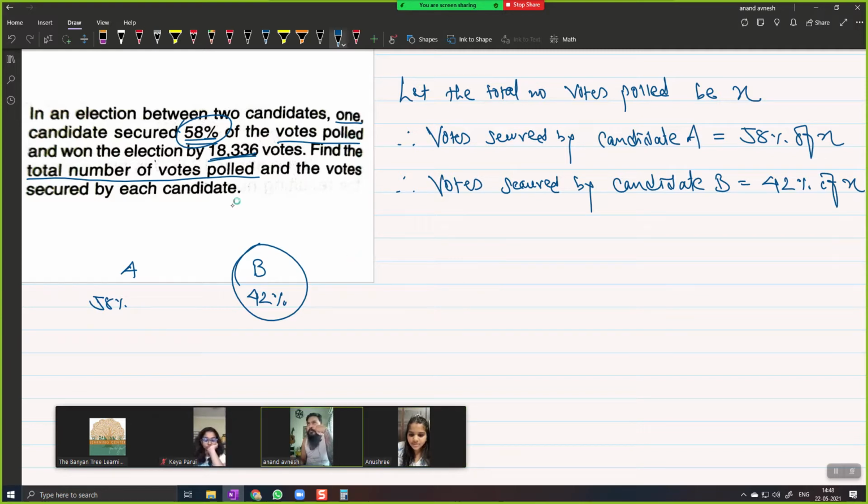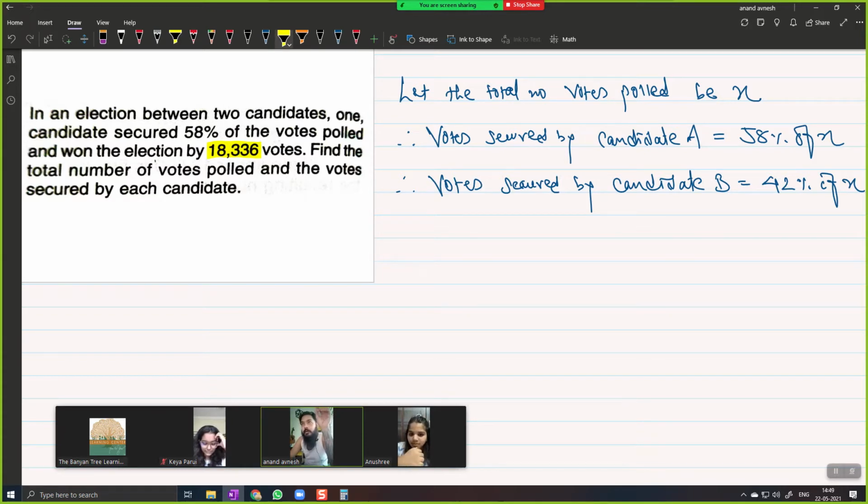No, no, no. Who won the election? Can you tell me? Candidate A. Okay, candidate A won the election by how many votes? 18,336. That means, if somebody wins the election by these many votes, total votes is X and he won the election by these many votes.